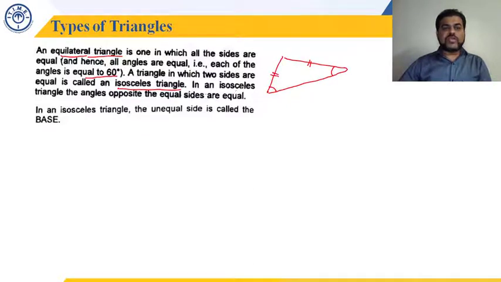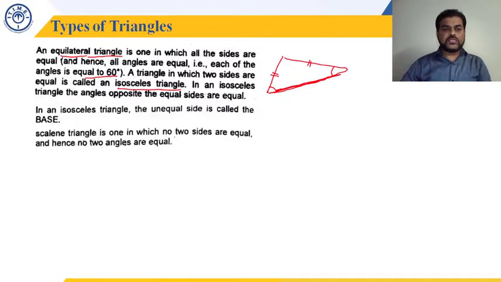In an isosceles triangle, the unequal side is known as the base. So this is the unequal side, this is known as the base. Okay. What is a scalene triangle? A scalene triangle is a triangle in which no 2 sides are equal and no 2 angles are equal.